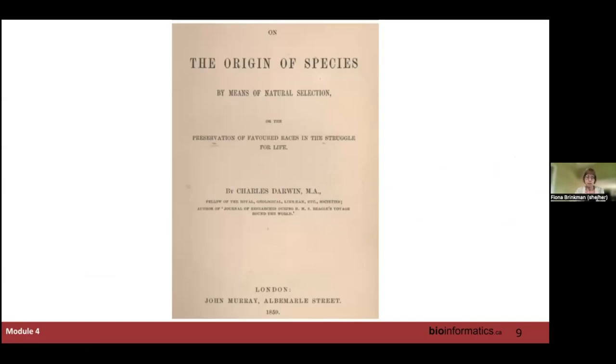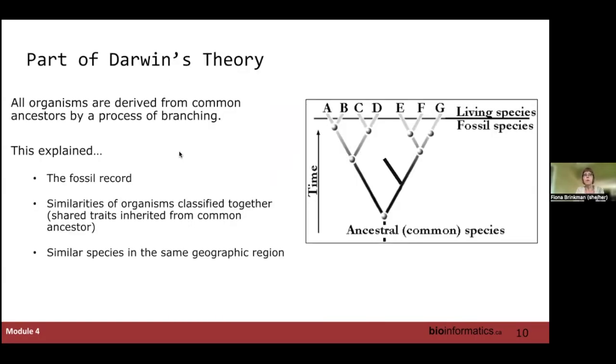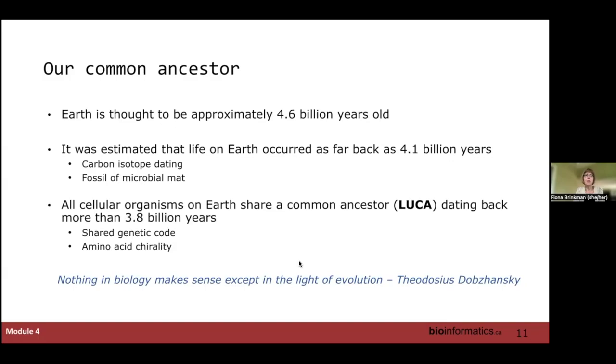This landmark analysis, where a tree, he came up with this idea that organisms are derived from common ancestors by a process of branching. This explained the fossil record, the idea that some things were classified together and that they would have traits inherited from a common ancestor, and similar species in the same geographic region. And the idea was you would have this ancestral species and this concept of branching, and then you would only see the living species, but there might be some fossil species that could be identified. So this sort of made sense. And since then, we've gained a lot of insight into the evolution of life.